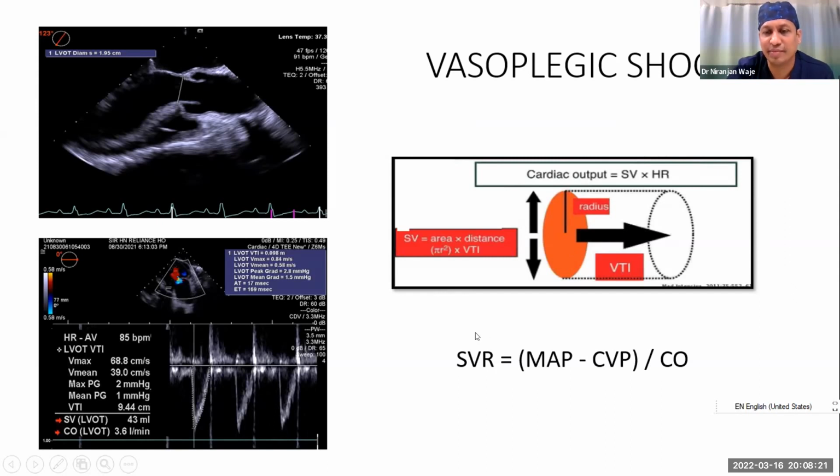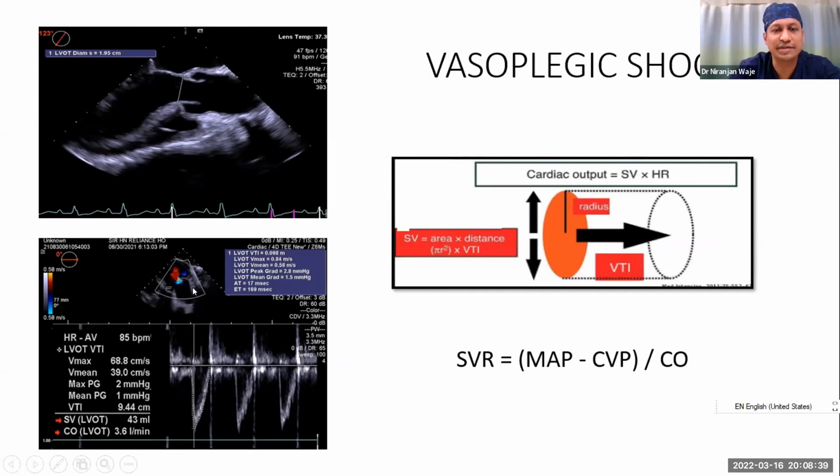By application of this, SVR is MAP minus CVP, mean arterial pressure minus CVP, divided by cardiac output, and you get the systemic vascular resistance. If the SVR is low, you start pressors, it's a vasoplegic shock. If it's high, you might try to come down on the pressors or use some vasodilators.